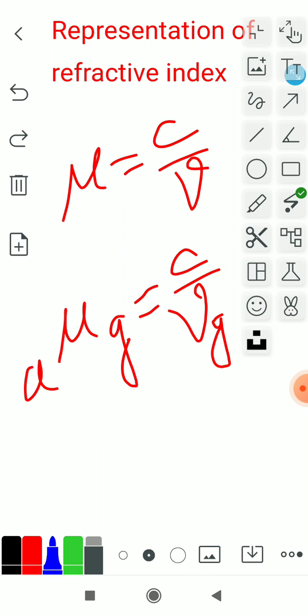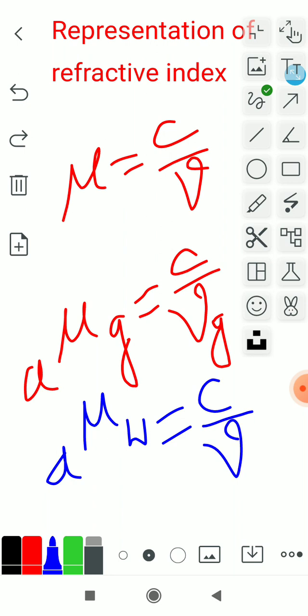Likewise, if we write a mu w, it means the refractive index of water with respect to air. Then we can write c by vw, where v is the velocity of light in water and c is the velocity of light in air.